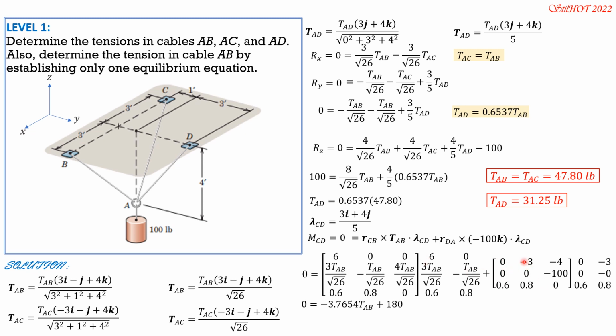Then here 0, positive 300 times 0.6, 0 minus 0, 0, 0. So it's only negative 3 times negative 100 times 0.6, 300 times 0.6 is 180. So from here we can solve tension AB in just one equation, and it is equal to tension AC, also 47.8 pounds. You can also compute tension AD in the same manner and tension AC in the same manner.